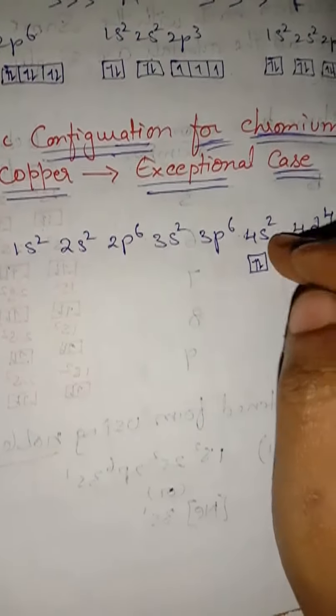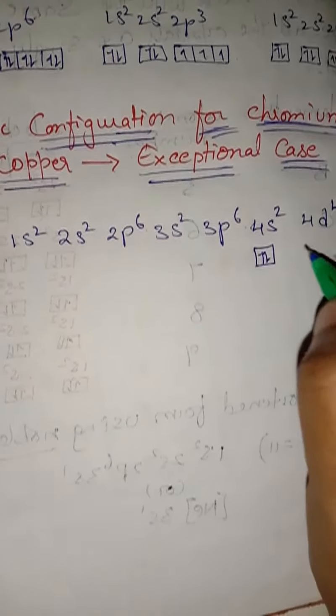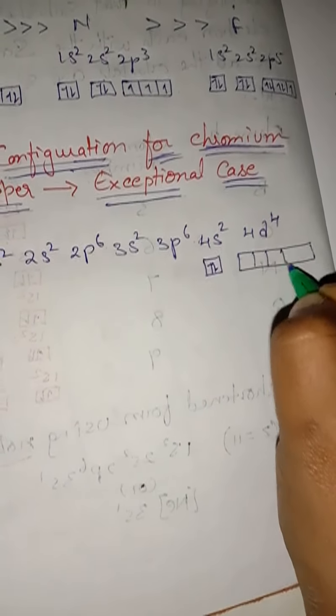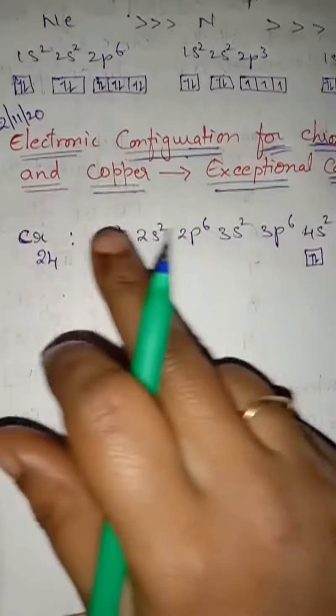In the 4s orbital, 2 electrons are there. In the d orbital, how many are there? 1, 2, 3, 4. So here one orbital is vacant. That means chromium is not stable in this state.